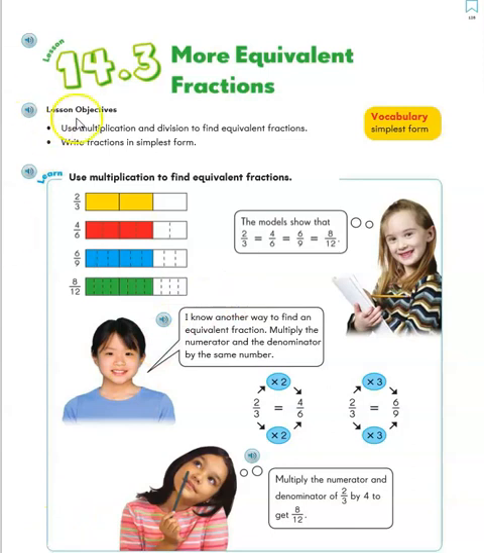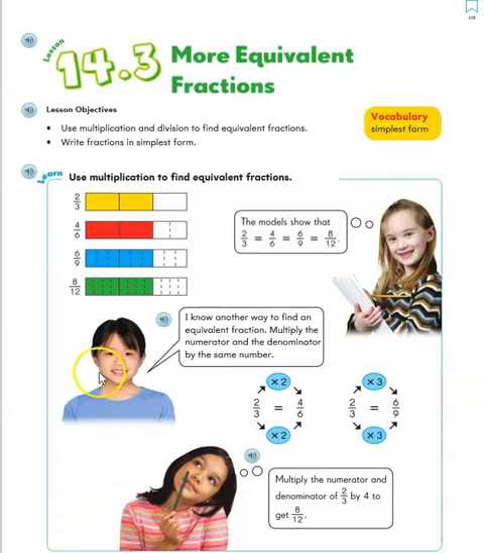If we look up at the top, we see our lesson objectives. So this is what we should be able to do by the end of this lesson. We're going to be able to use multiplication and division to find equivalent fractions. And we're going to know how to write fractions in their simplest form. And you'll notice that simplest form is also our vocabulary word for this lesson.